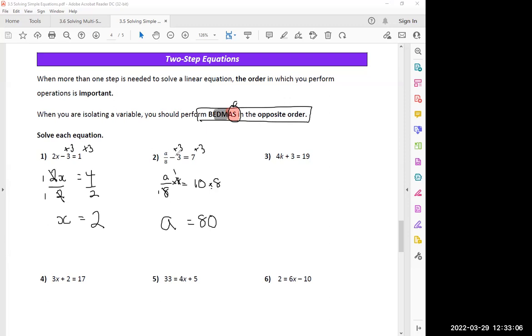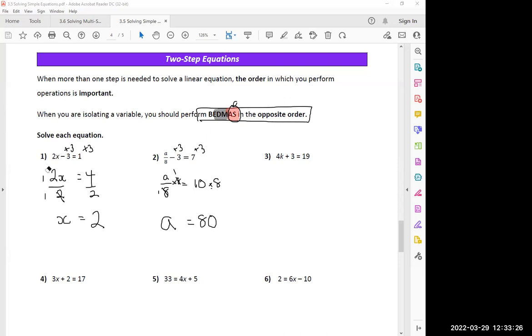And you no longer have to do guesswork. You no longer have to try random numbers to see if it fits. You can get to the final answer right away. Yes, question. Why do you divide 2x over 2?